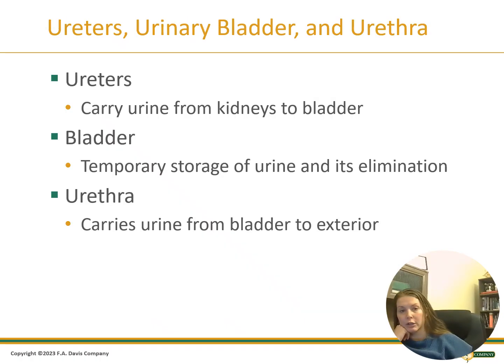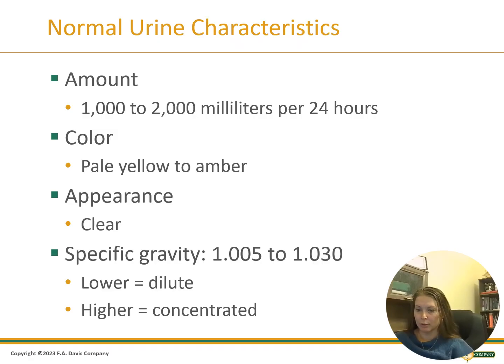Okay, so our ureters are the tubes that carry the urine from our kidneys down to our bladder. Our bladder serves as a temporary storage of urine until we're ready for elimination. And then the urethra is the final passageway that carries the urine from the bladder outside of our body. So kidneys make it, the ureters transport it, bladder stores it, and then our urethra is the exit.